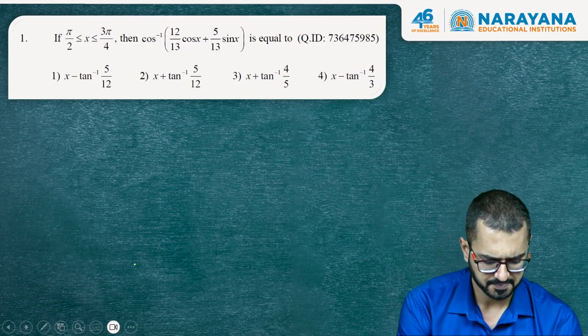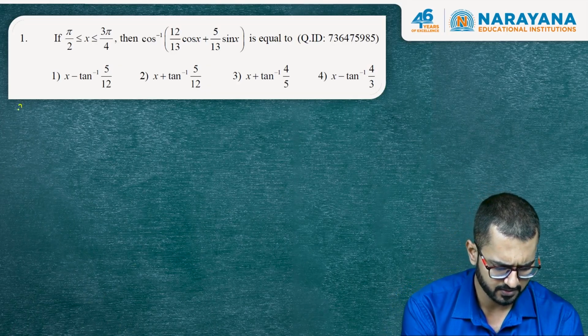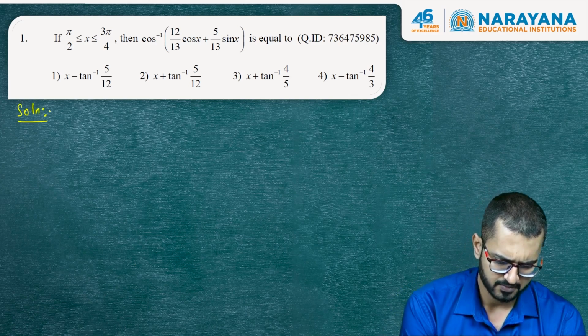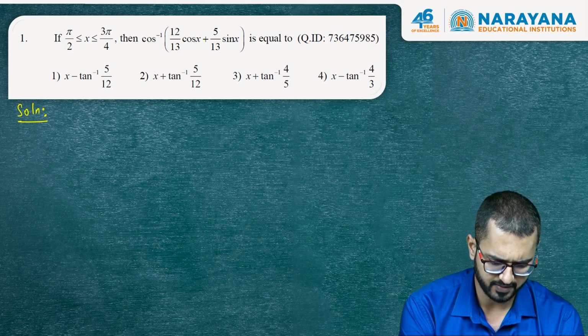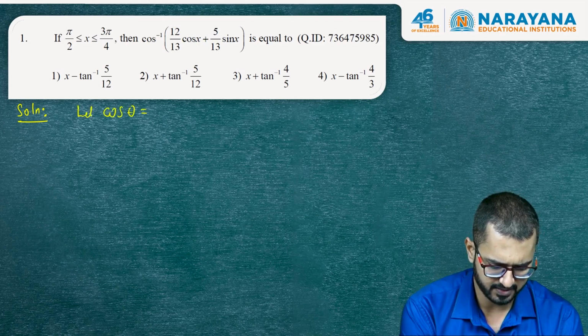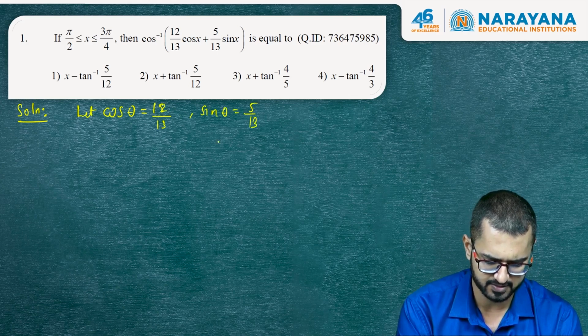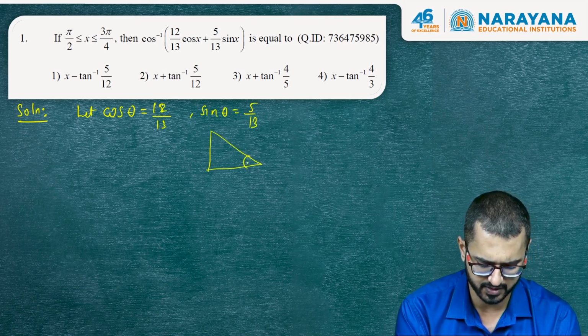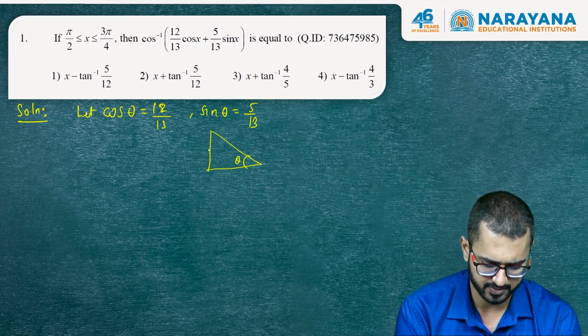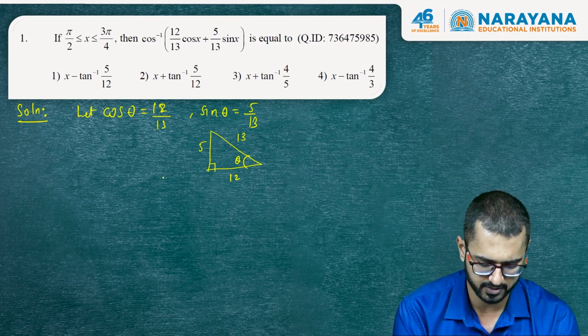Yeah. So here look at this question, a bit simple. Our multiple thoughts would come looking at this thing 12 by 13, 5 by 13. So of course you are thinking correct. So we'll simply let 12 by 13 be cos theta. So that means I'll be getting sine theta from here as 5 by 13. This is by the triangle method only. So this will be my theta, and cos is 12, and this is 13. So this is naturally a 5, 12, 13 Pythagorean triplet.